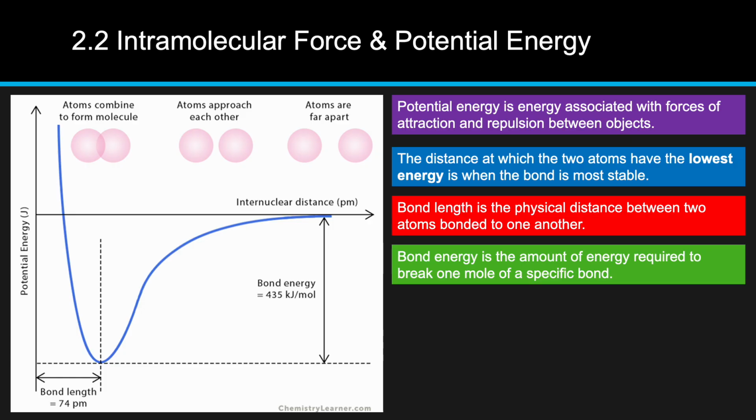If you're thinking about it in the other way, if you want to talk about how much energy is released when that bond is formed, when energy is released, it's negative. So if it was asking you how much energy is released when the bond is formed, that would be negative 435 kilojoules per mole.